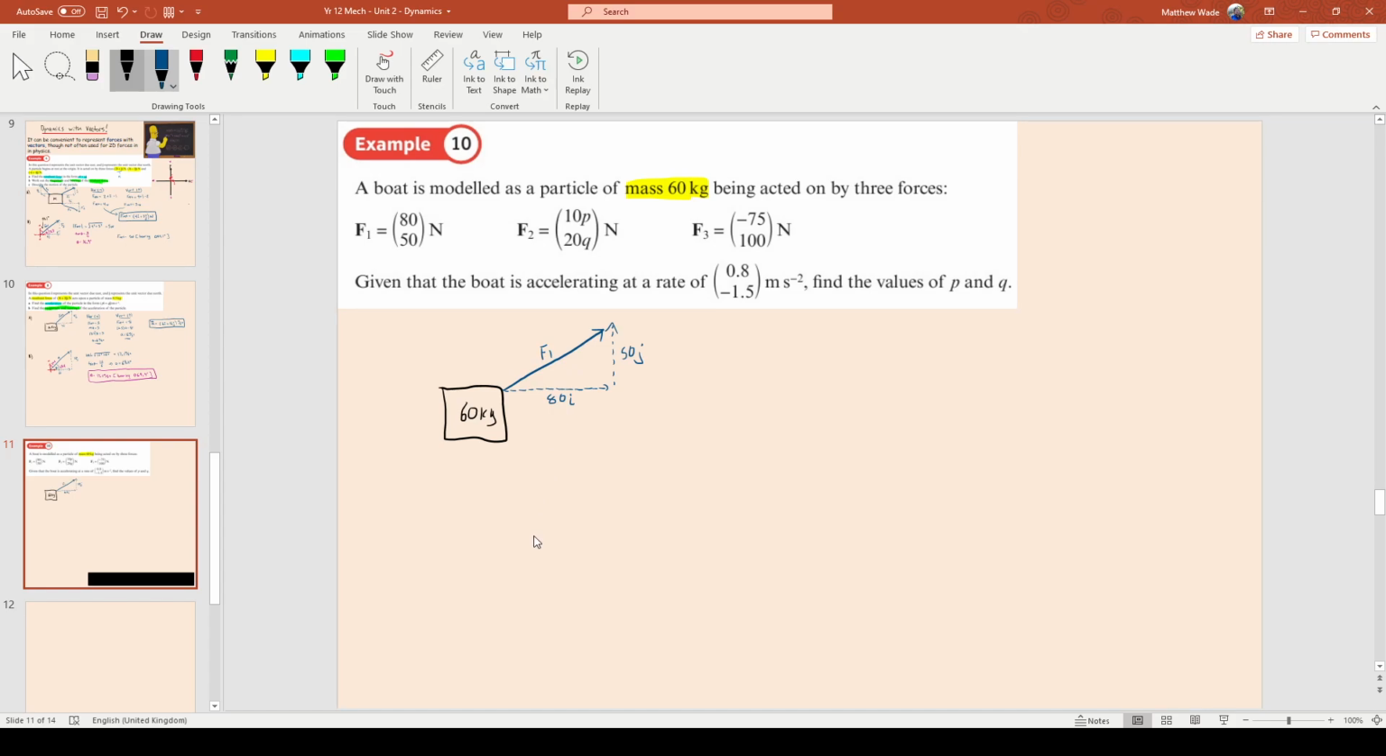Cool. Now, force 2 is the one they're trying to confuse us with, P and Q. So let's do it. It's got 10P. Oh, it doesn't actually say if P or Q is negative. I hope that they are. P and Q could be negative, so I could end up completely mucking up the picture here. But as you'll see, it makes no odds, really. As long as we're consistent, we'll get it right.